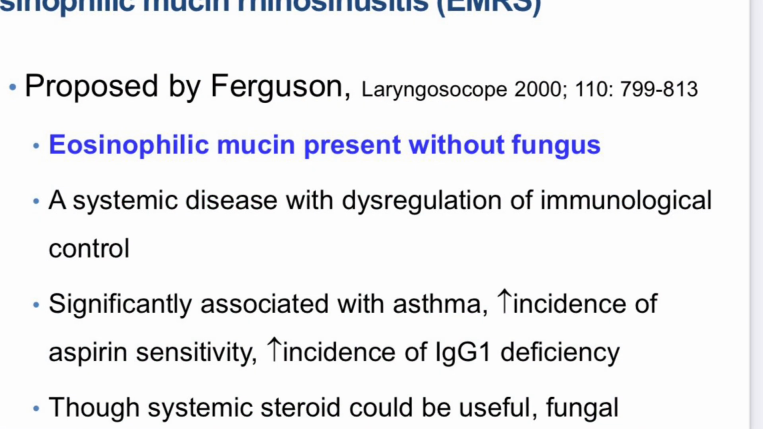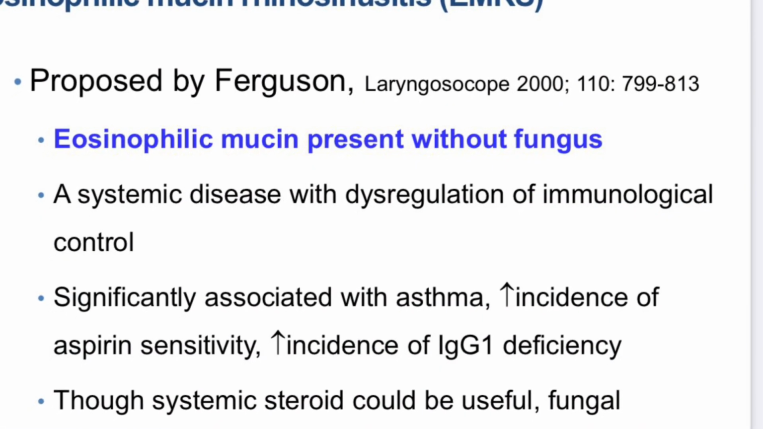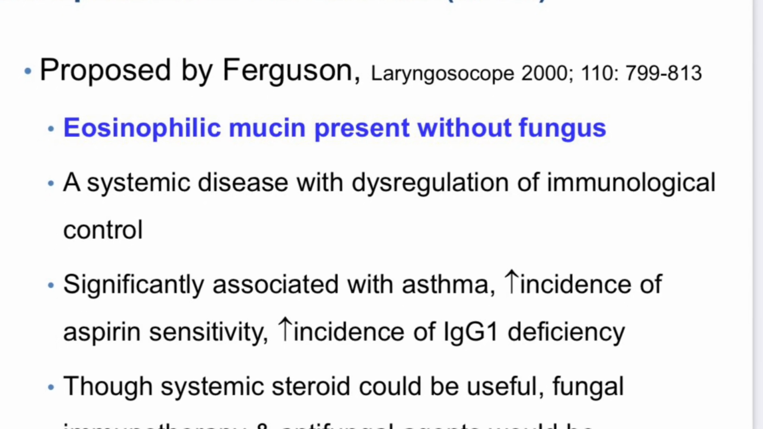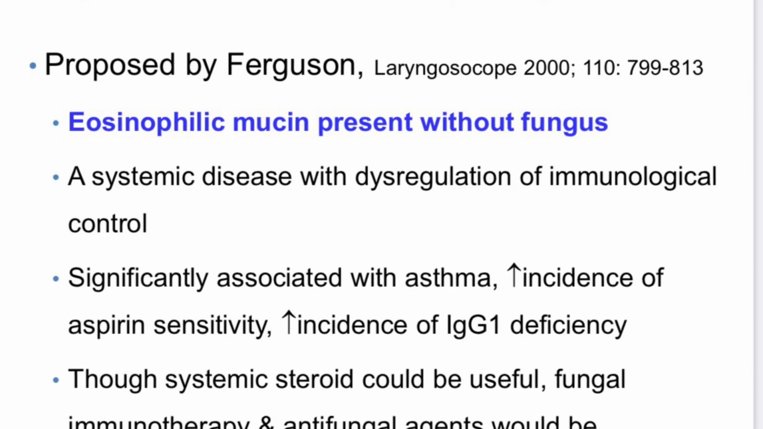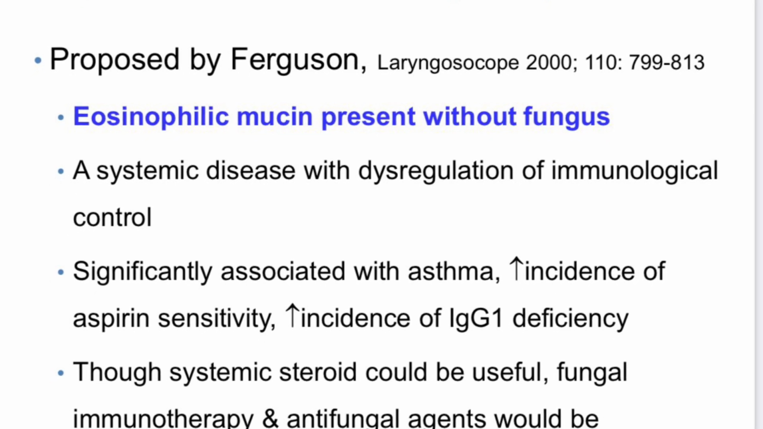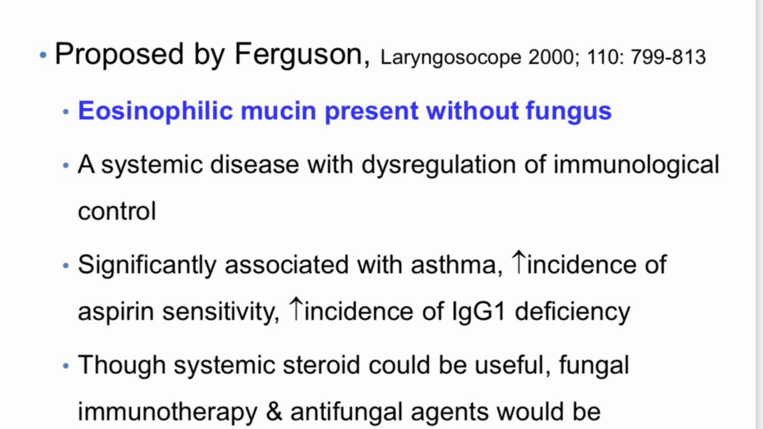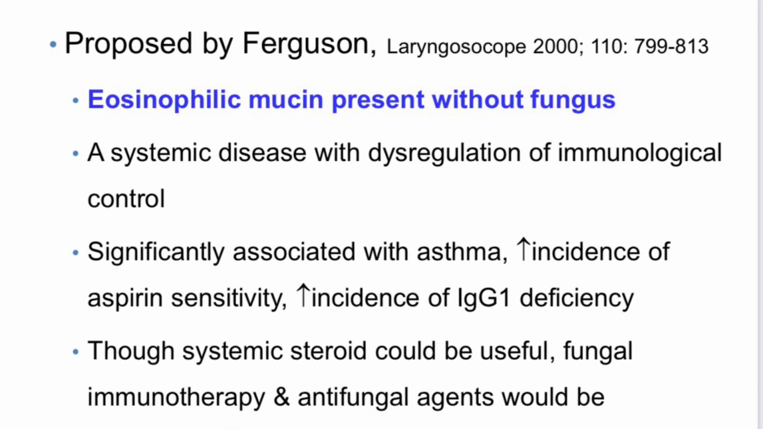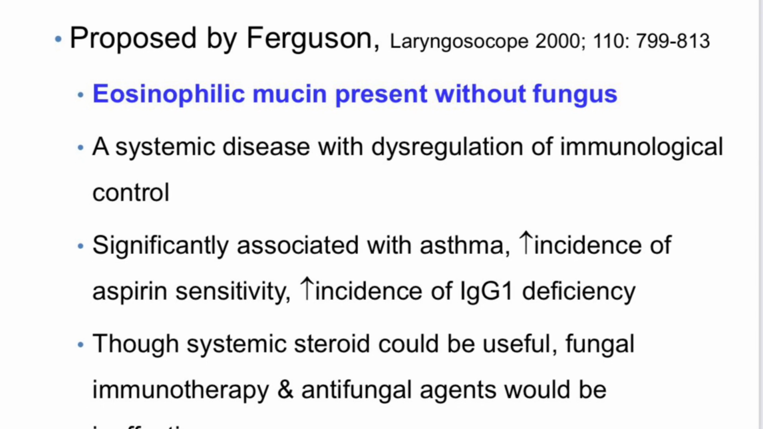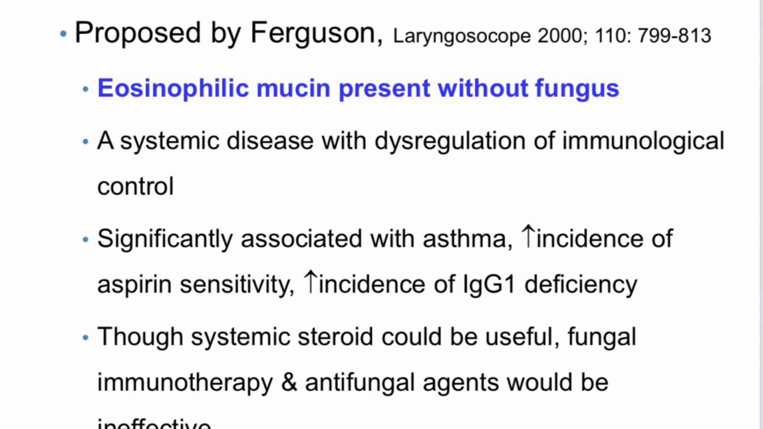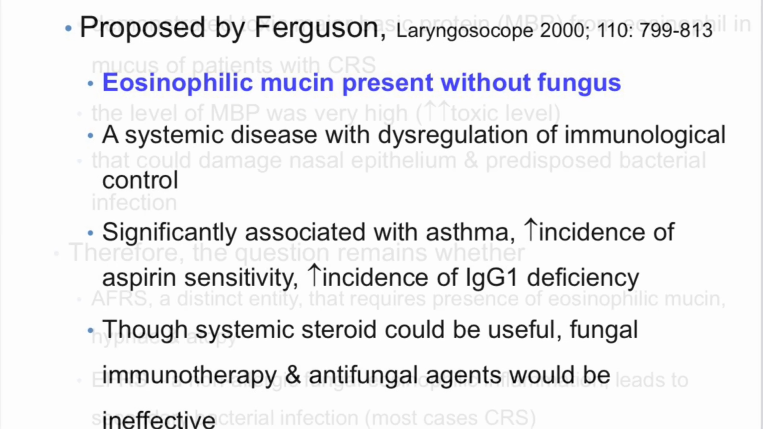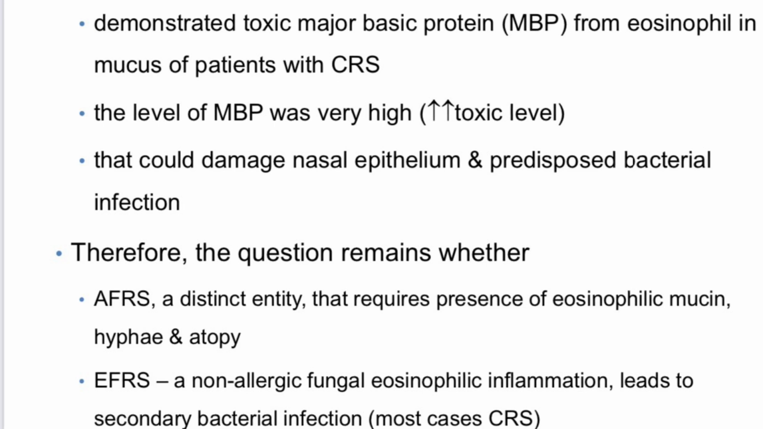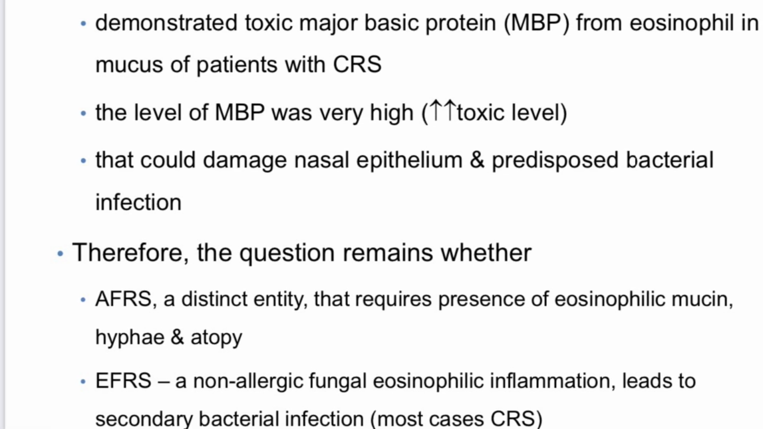In 2000, Ferguson performed a literature review and concluded that there are two different disease processes: one is allergic, another is non-allergic fungal rhinosinusitis. The term eosinophilic mucin rhinosinusitis was used to describe non-allergic fungal sinusitis. These patients were felt to have histological features similar to allergic fungal rhinosinusitis but without the presence of fungus in the mucin. The underlying mechanism was believed to be systemic dysregulation of immunological control, resulting in upper and lower airway eosinophilia.